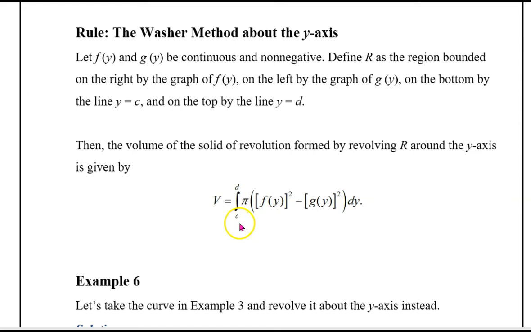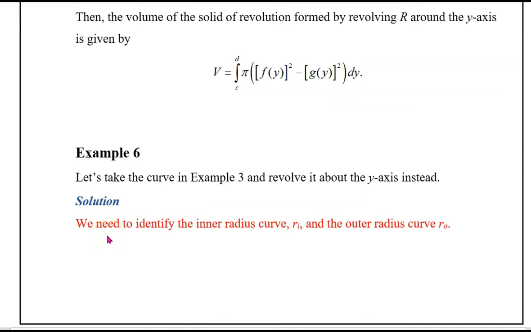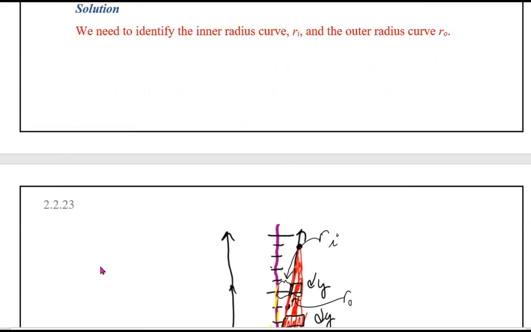integral from y equals c to y equals d of pi times the different radii squared. The outer radius is squared first, and then the inner radius is squared second and subtracted from the outer radius squared. Let's take a look at example 6. In example 6, we're going to take the curve from example 3 and revolve it about the y-axis instead. We need to identify the inner radius, r sub I, and the outer radius, r sub O.